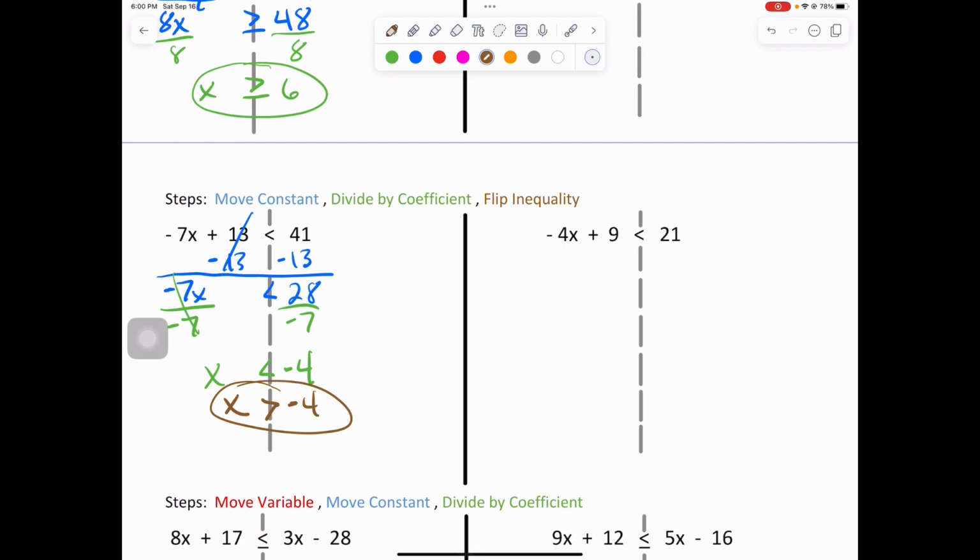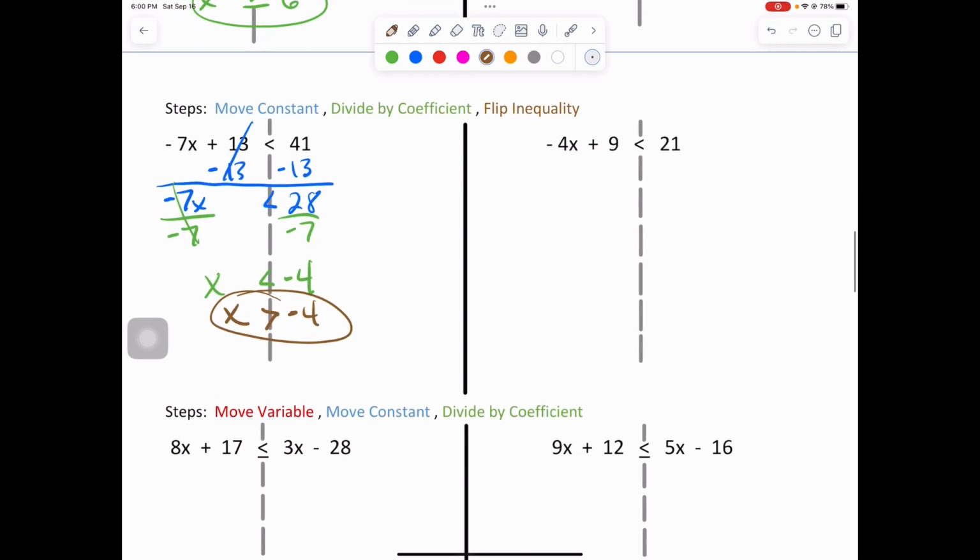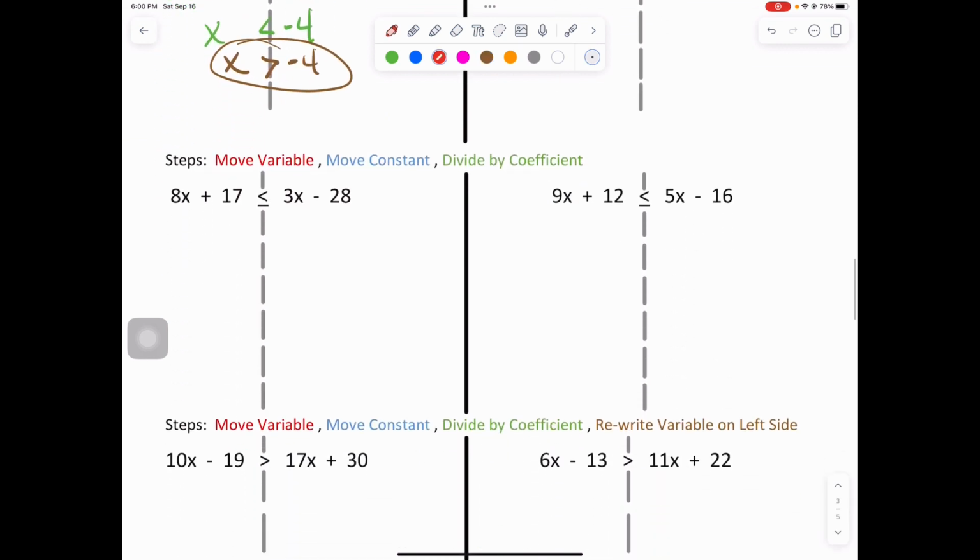Circle your answer. Pause the video. Try the one on the right. Moving forward, okay? We need to move the variable, move the constant, divide by the coefficient. Okay, same exact thing that we saw with the equations, guys.